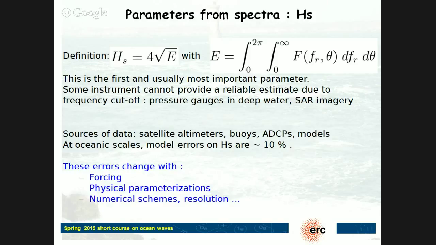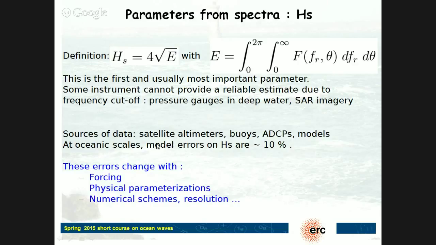Of course, you have this integration from 0 to infinity. And another warning here is that in some cases, for example, if you have a pressure gauge at the bottom, you typically are measuring only one part of the frequency spectrum and not everything. If you're using SAR data, only measuring the swell, you have to be careful also that you don't get the full wave height, or yeah, well, there's some algorithm to get a full wave height from the SAR, but you have to be careful about all that.